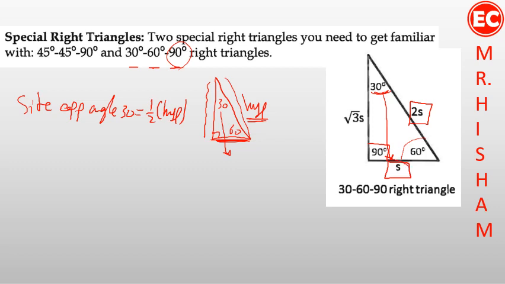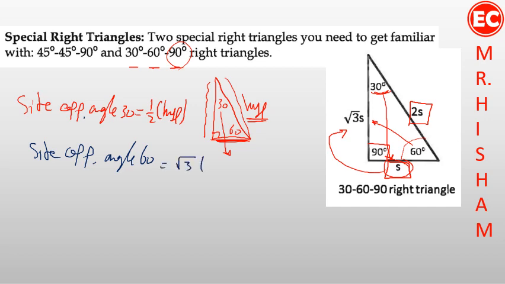And after I find the side opposite to the angle 30, I multiply it by root 3 to figure out the side opposite to the angle 60. So the side opposite to the angle 60 is equal to root 3 multiplied by the side opposite to the angle 30.